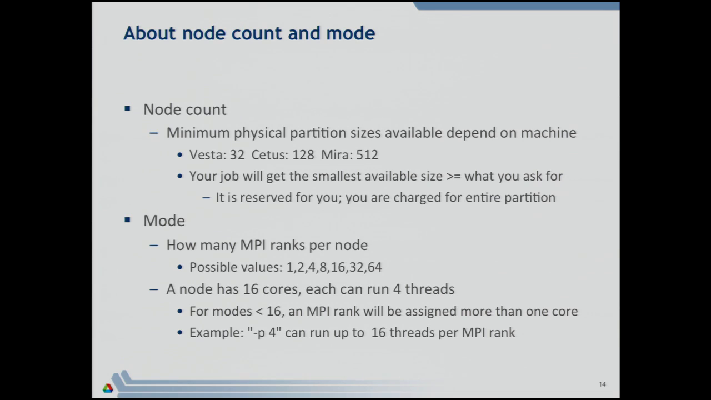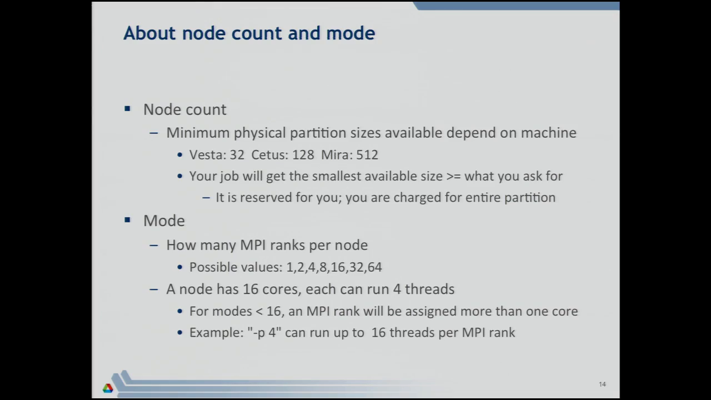I mentioned just a moment ago that the smallest job you could run on Vesta was 32 nodes and on Cetus 128, and on Mira it is in fact 512, the largest of them. Because Mira is the largest system, it's both wired and geared to do big jobs. So if you ask for 1 node on Mira, you're going to be using 512 nodes, because it's not possible to do anything smaller.